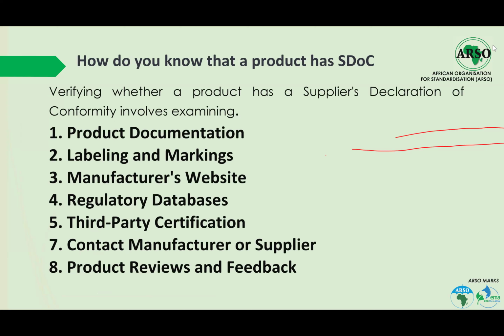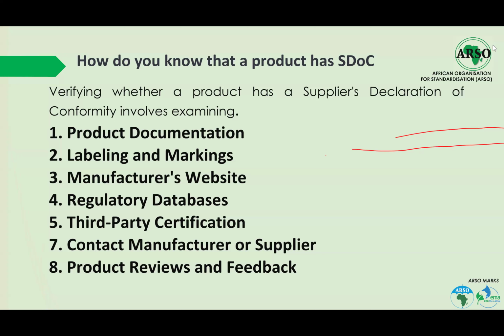How do you know that a product has a self-declaration of conformity? It usually goes with the product when you are delivering, or you can have those documentation. You can put it on the label of the product. You can put it on your website as a way of assuring people that your products are okay.